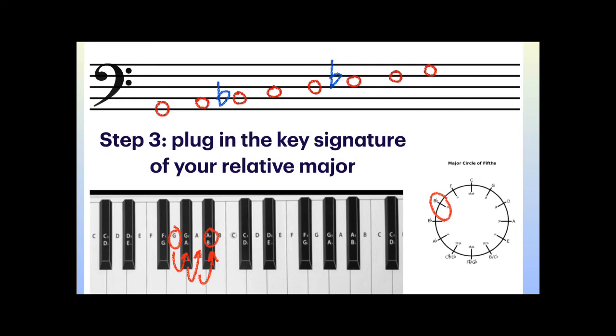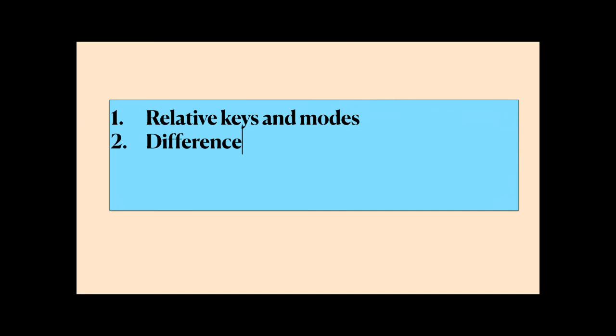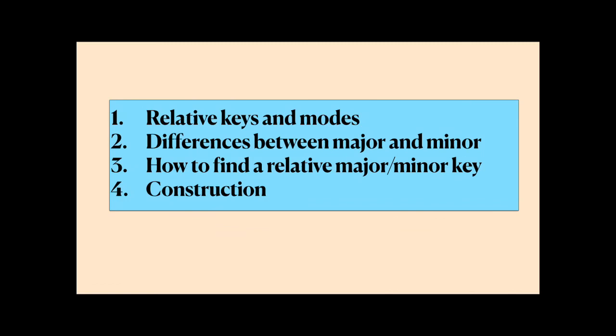Today we learned about relative keys and modes. We listened to the differences between major and minor. We learned how to find a relative major or minor key by moving 3 half steps. And we also learned how to construct natural minor scales. At this point, you should take some time with the online tools to practice constructing natural minor scales. That will give you an opportunity to review what we learned today.